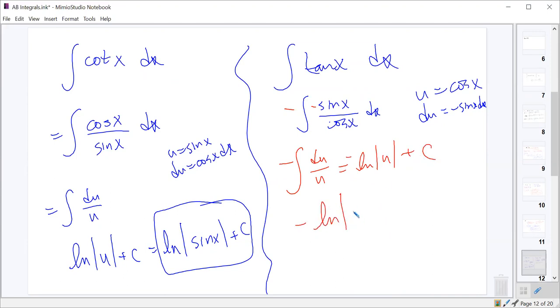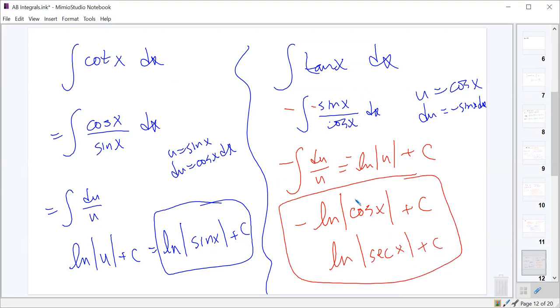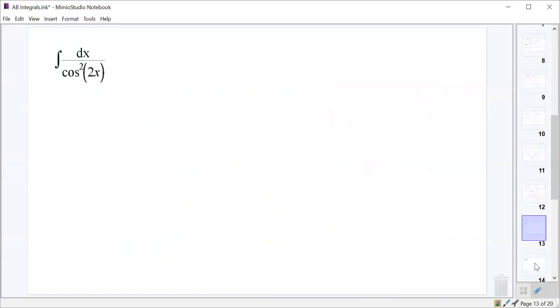And you end up with negative natural log absolute value cosine x plus a constant. Sometimes people write this as natural log absolute value secant x plus a constant. So if you want to memorize those, cool. If not, just know how to do those quickly and easily using a u-substitution. Everybody good there? Cool. All right, let's do some more.